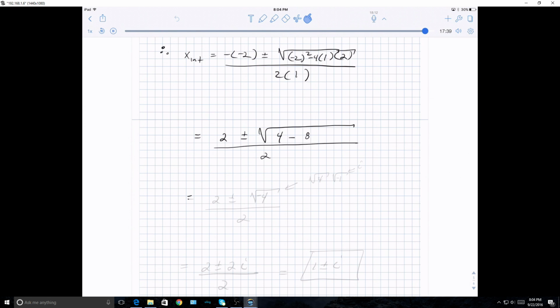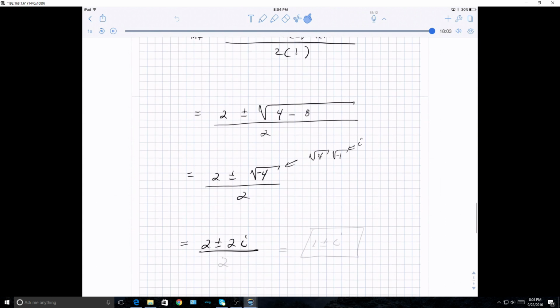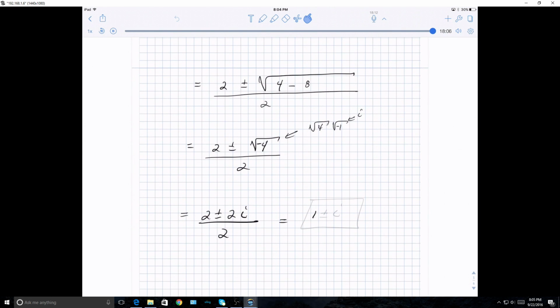So now if we break this down, we notice that here's the complex. This is the square root of negative 4. And this is just the square root of 4 times the square root of negative 1, or i. So this looks like it's going to be 2 plus or minus 2i divided by 2. And simplified, it's just 1 plus or minus i.